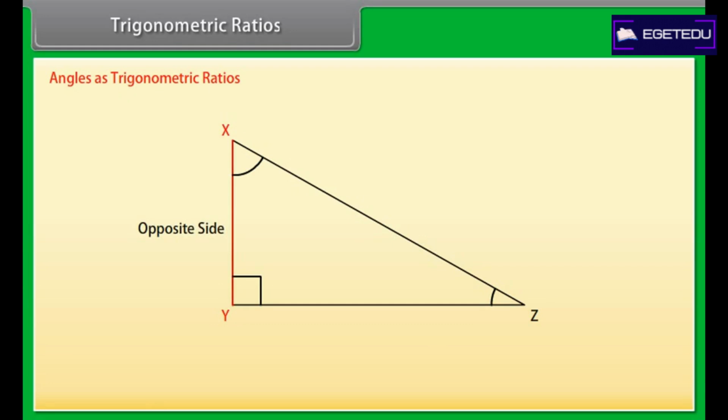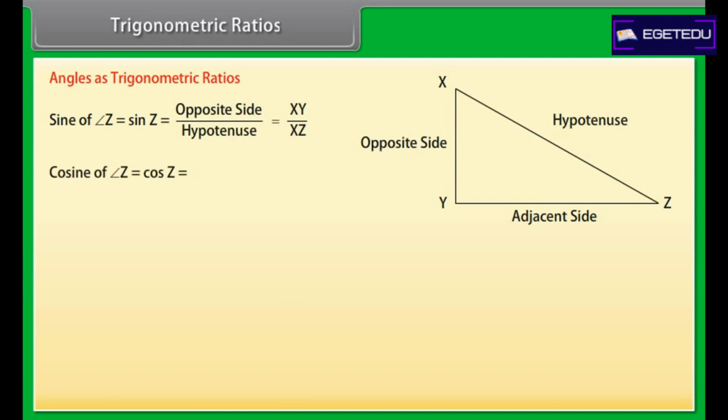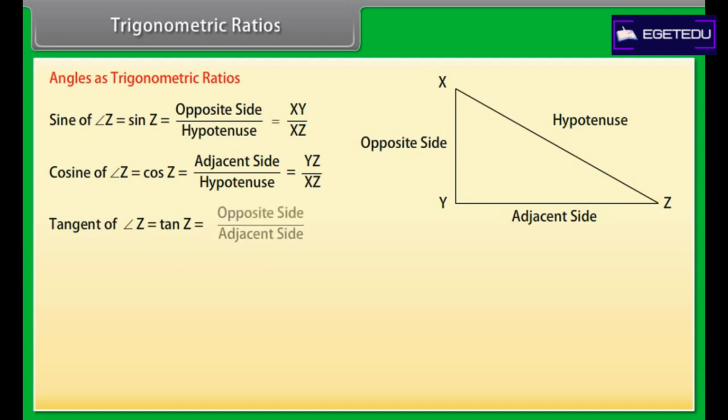XY is the side opposite to angle Z. YZ is the side adjacent to angle Z. XZ is the hypotenuse. Let us now express different measures of angle Z as ratios of the sides of triangle XYZ. Sine of angle Z is equal to sin Z, which equals opposite side upon hypotenuse. Cosine of angle Z is equal to cos Z, which equals adjacent side upon hypotenuse. Tangent of angle Z is equal to tan Z, which is equal to opposite side upon adjacent side.